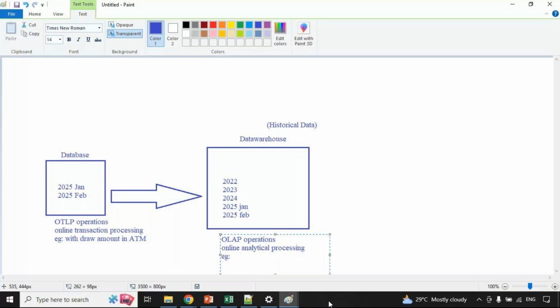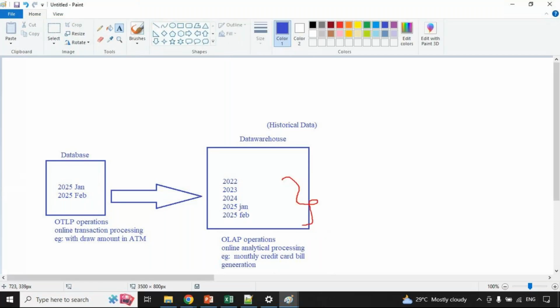Example, monthly credit card bill generation. Here the entire data will be present, and once a month we can generate the report from here. And consider the annual bank statement. We do that in the data warehouse. On top of the data warehouse we can generate the reports. If you want to generate the reports, we have to generate them from the data warehouse.